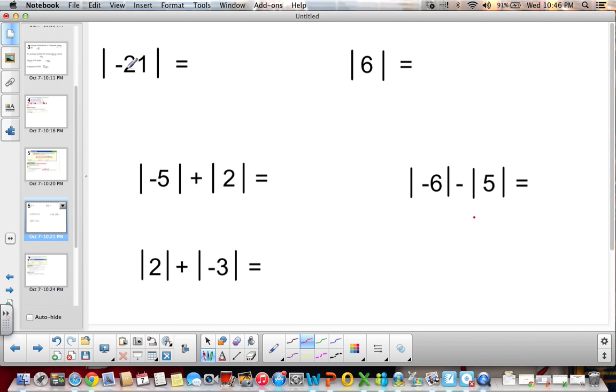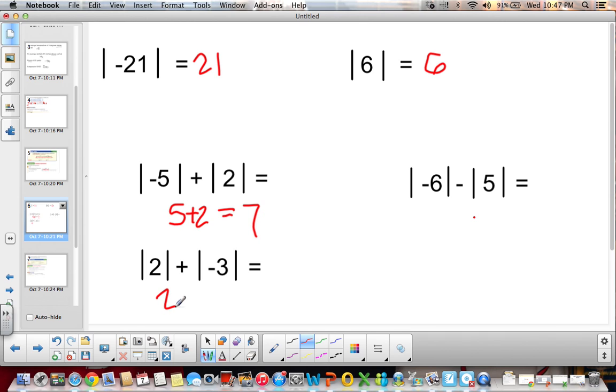So the absolute value of -21 is going to be +21 because anything negative in there is just turned to positive. The absolute value of 6 is still going to be 6. Okay, the absolute value of -5 plus the absolute value of 2, it's kind of like order of operations in parentheses. You do everything inside your absolute value first, and then you can add them together. So you get 5 plus 2, which is 7.